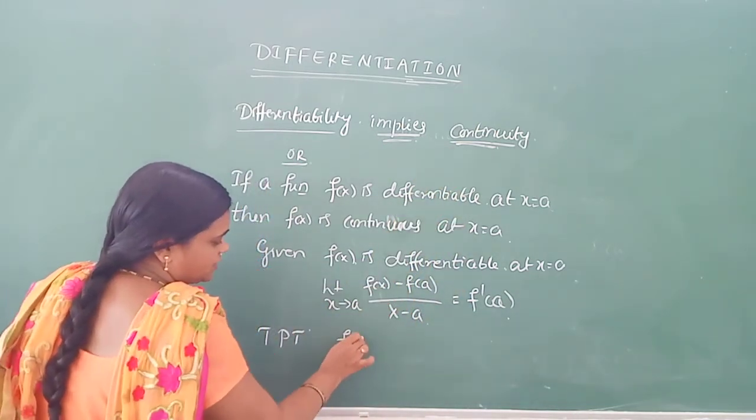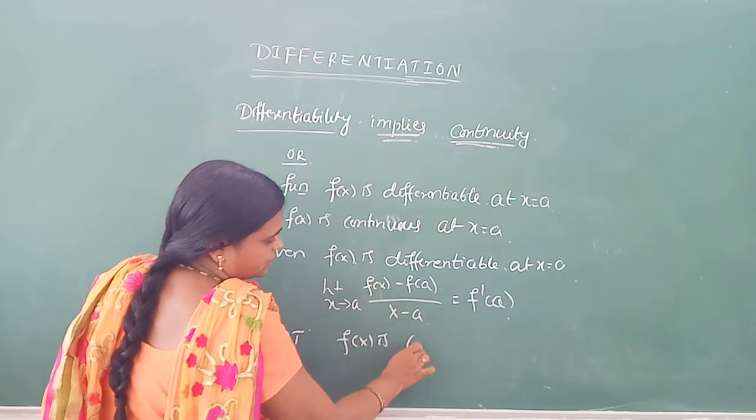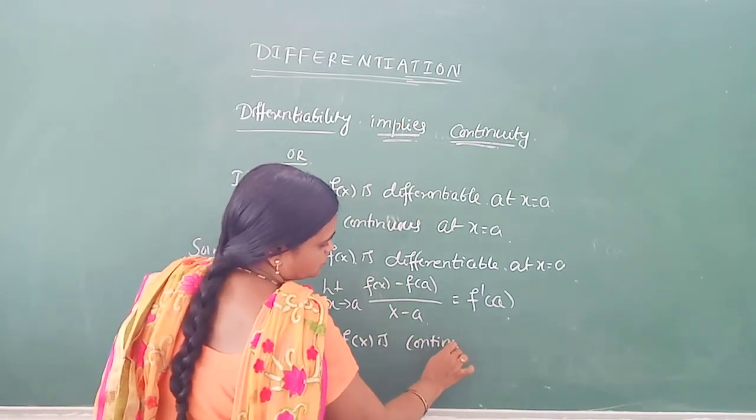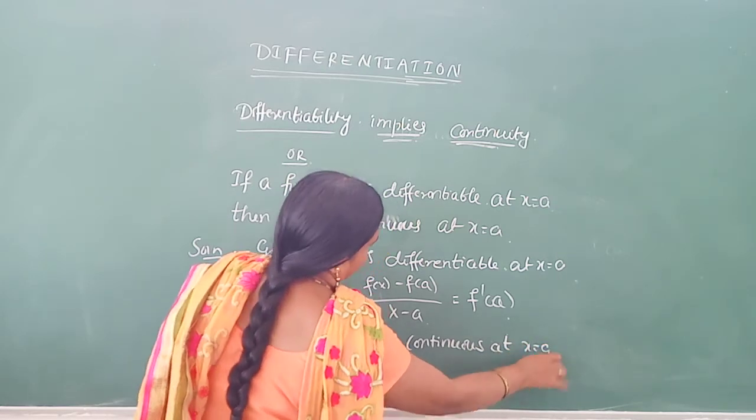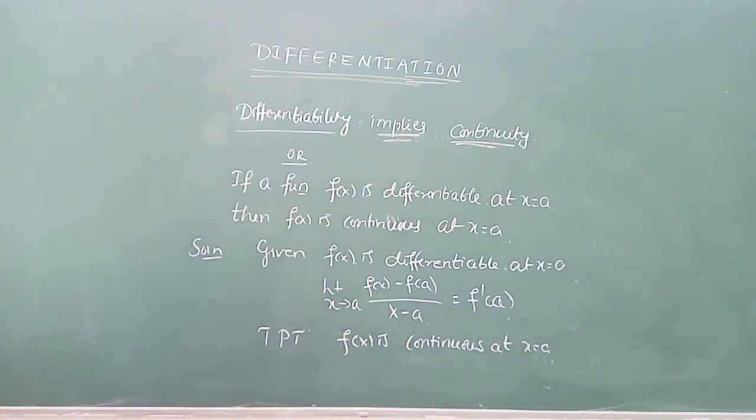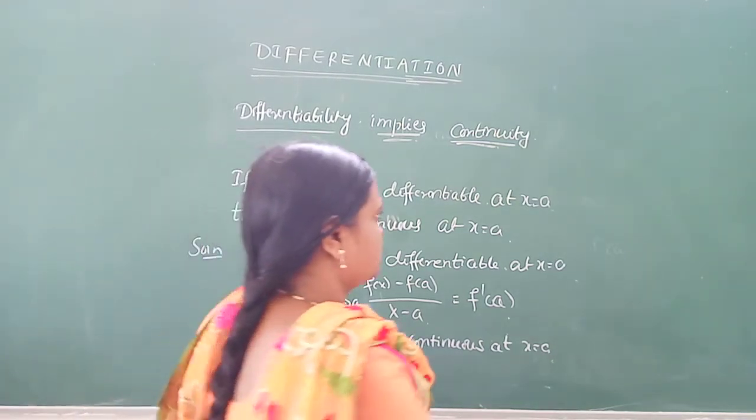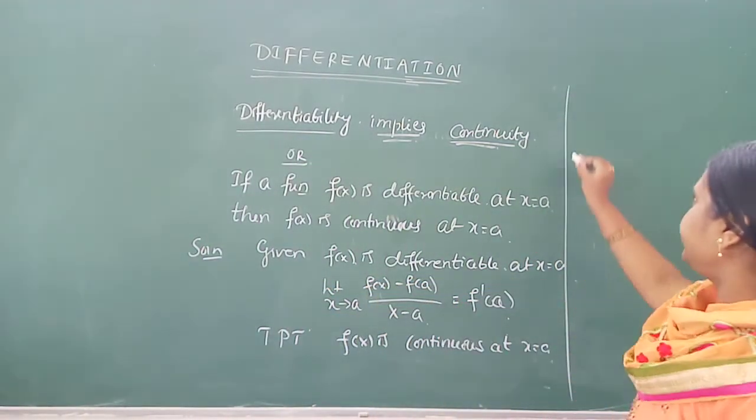Prove that f of x is continuous at x equal to a. To prove that f of x is continuous at x equal to a. Right? Next.